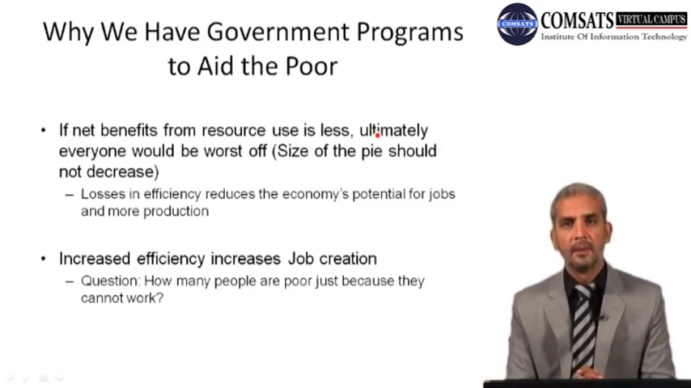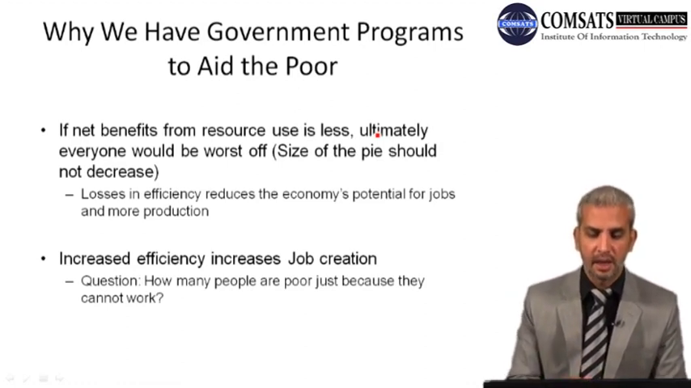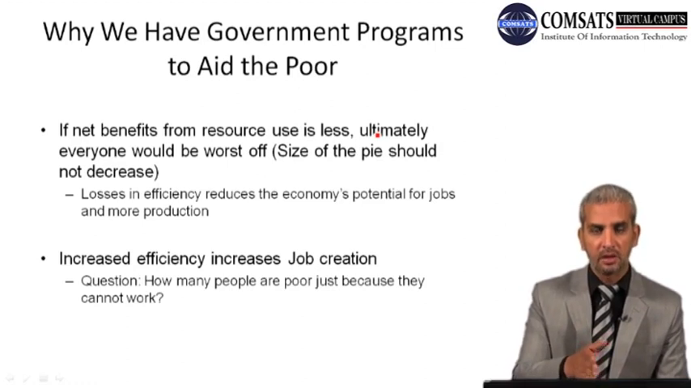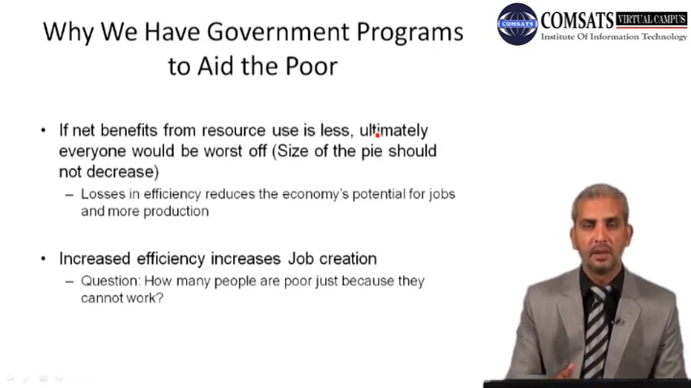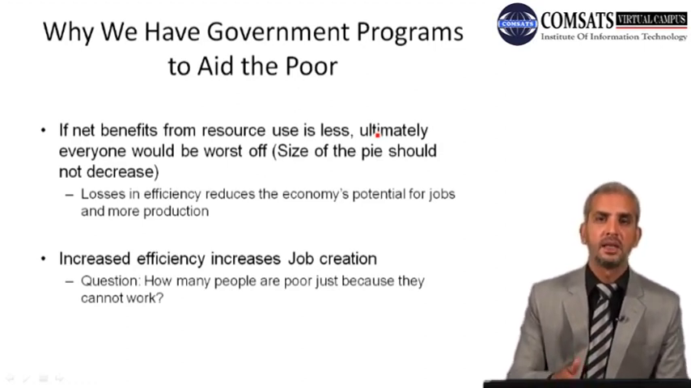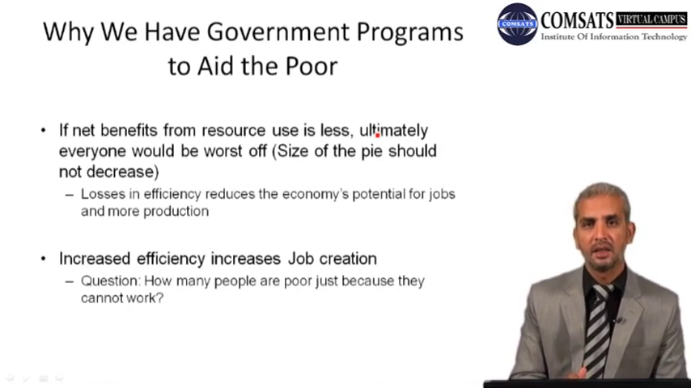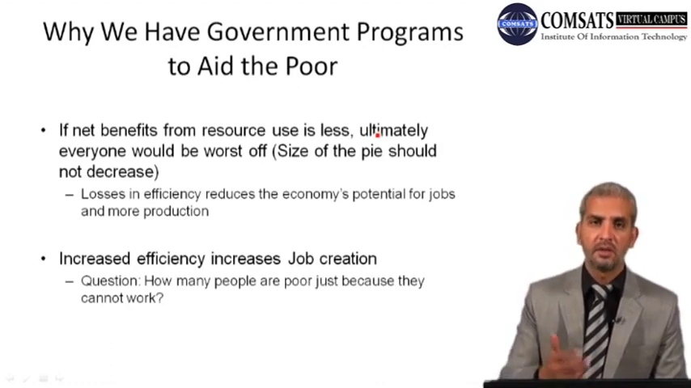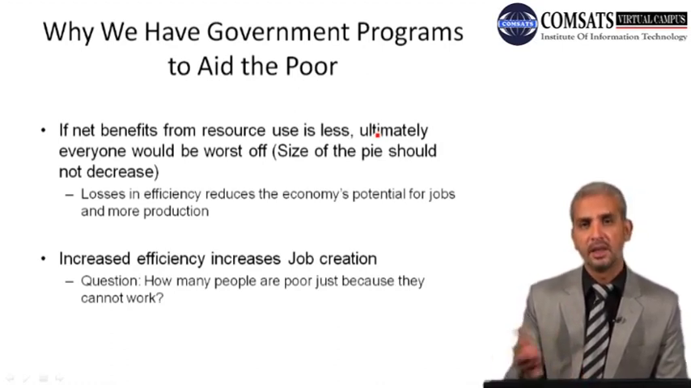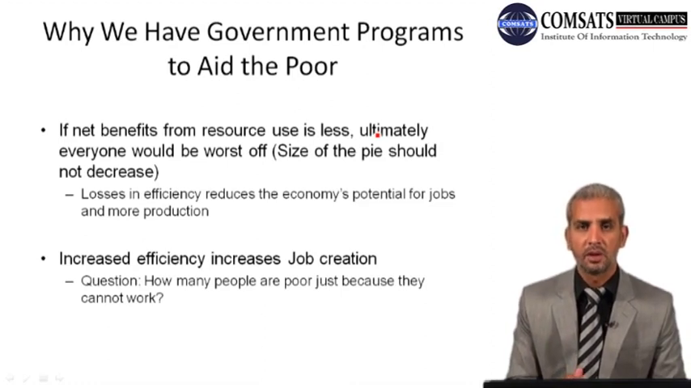to give as aid. Now the example over here is that the size of the pie should not decrease. It does not matter how you distribute the pie, but if you distribute it in such a way that in the next period the size of the pie is reducing, then that is very debatable, and from a positive economic perspective, that is very dangerous for your future outcomes.